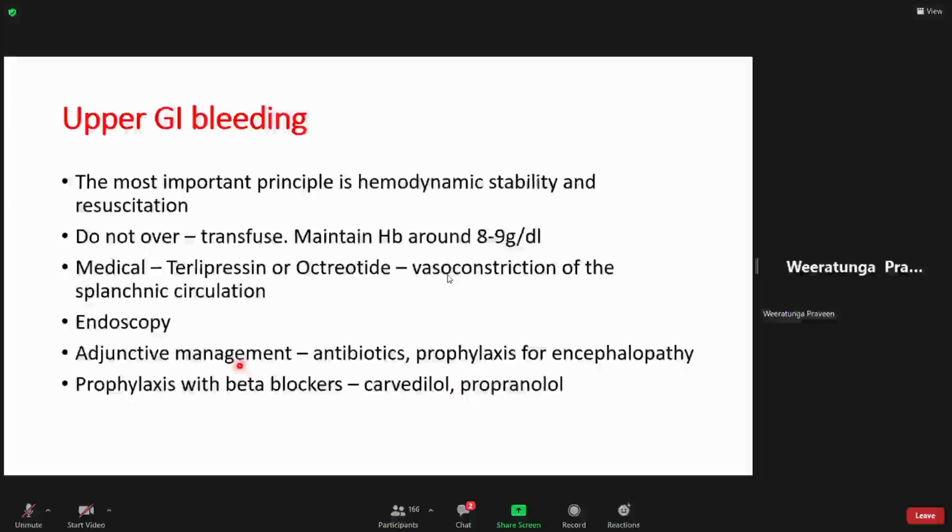Yeah, you can use cryoprecipitate or plasma, but you have albumin and so on, so it's not a big problem.